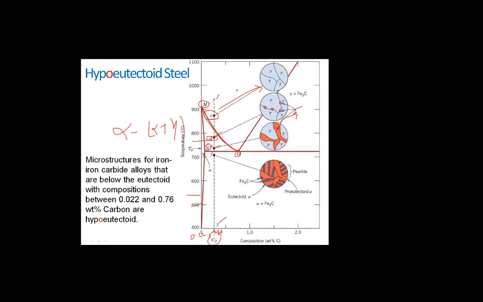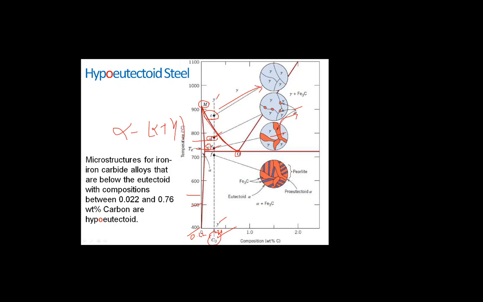At this point, the compositions of the alpha and gamma phases are determined by constructing a tie line again at TE, which represents the compositional weight as well. The alpha phase will contain 0.002 weight percent of carbon, while the gamma phase will have the eutectoid composition, 0.76 weight percent of carbon. This is how we can find out the phase and microstructural changes.